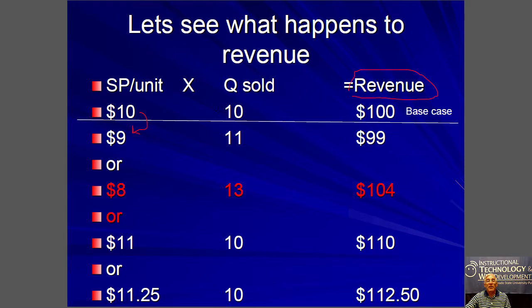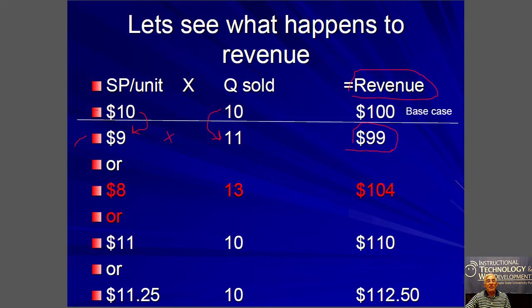Every number on this slide I made up. Quantity sold does go up. That's good news. Quantity goes from 10 to 11. Our new revenue is 9 times 11 is 99. So far, it doesn't look like a 10% off sale was a good idea. Revenue got lower.